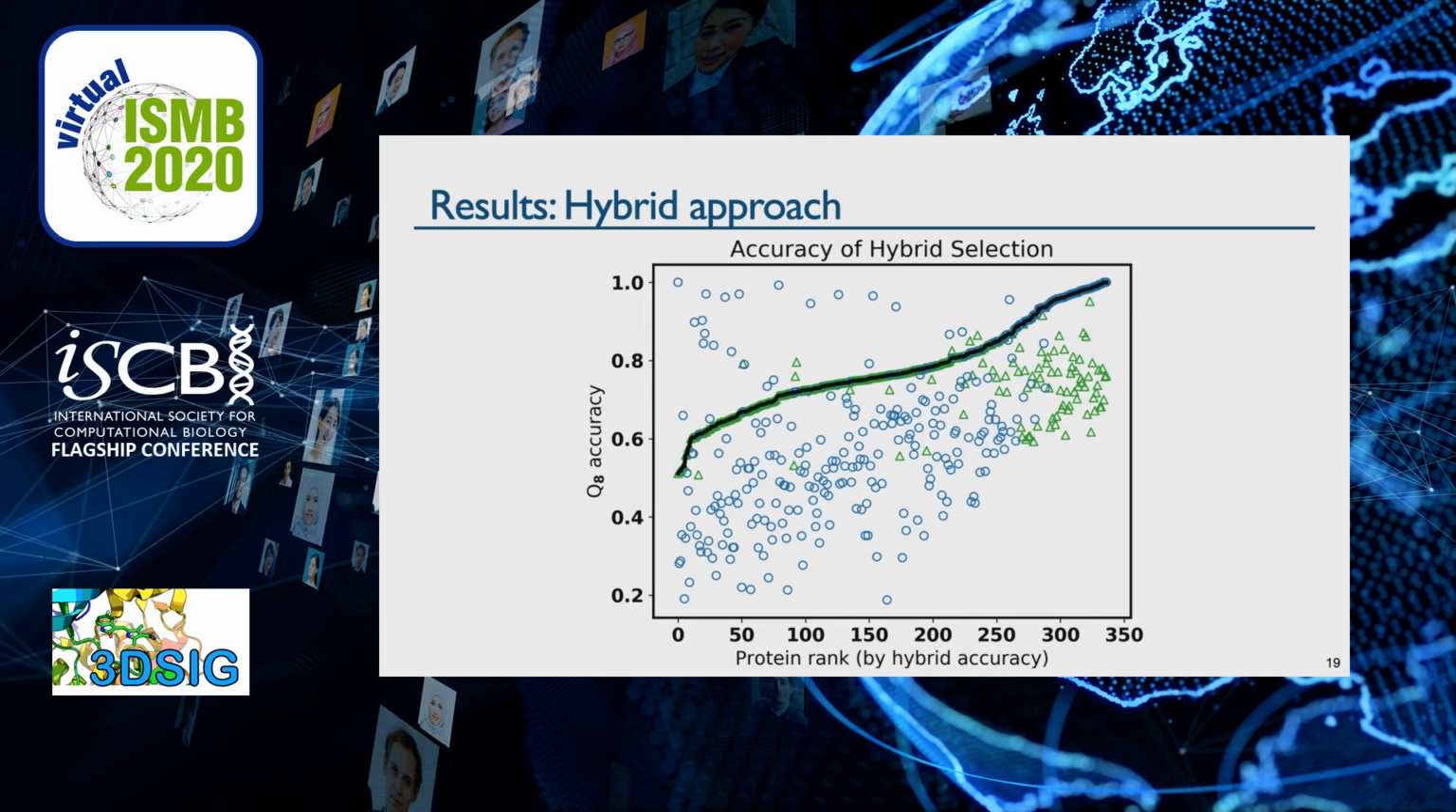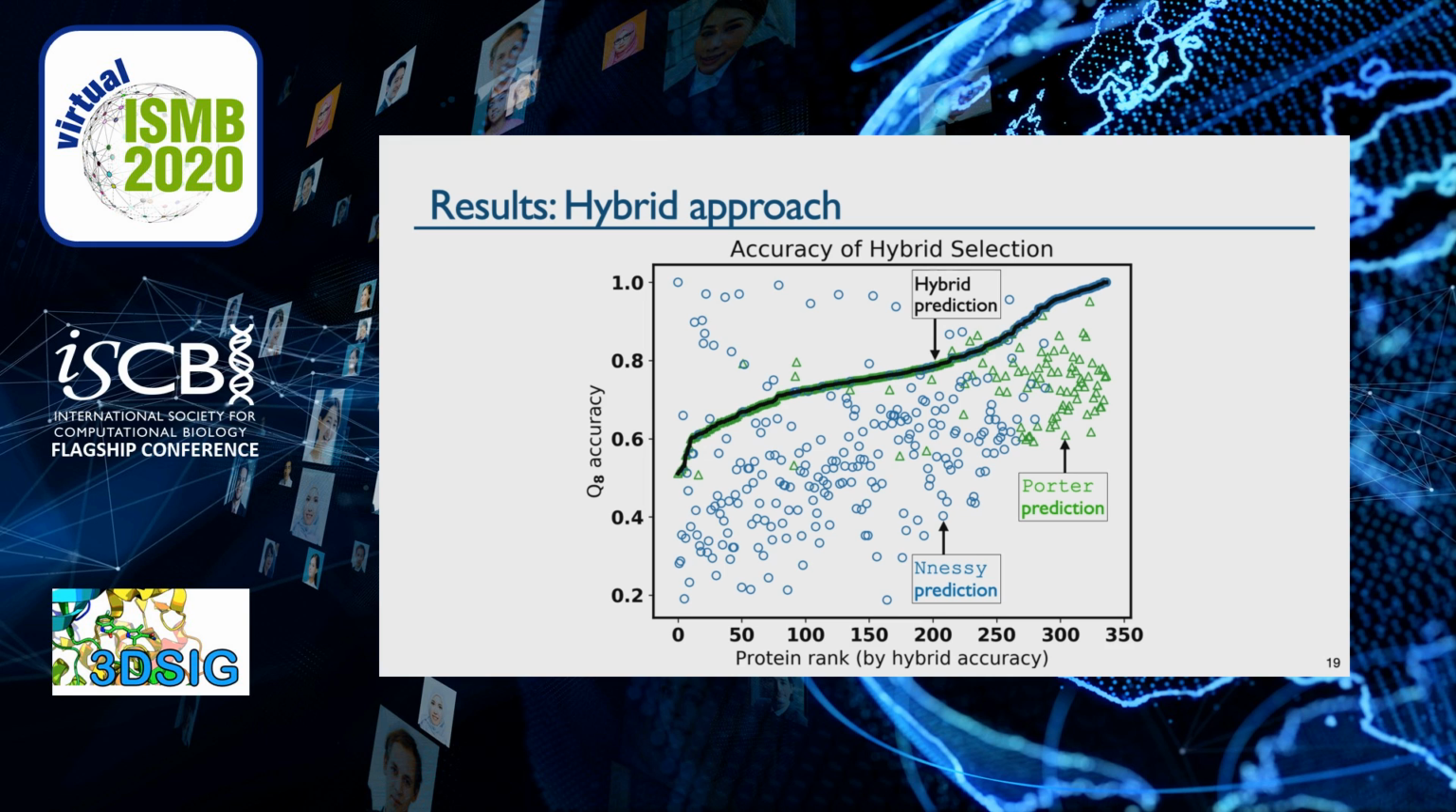We now show a visualization of the predictions chosen by the best hybrid, which combines NESI and Porter. The horizontal axis corresponds to CASP proteins ordered by the accuracy of their hybrid prediction. The vertical axis is the Q8 accuracy of a prediction. At each protein rank on the horizontal axis, there is a blue circle and a green triangle corresponding to the Q8 accuracy of the NESI or Porter prediction.